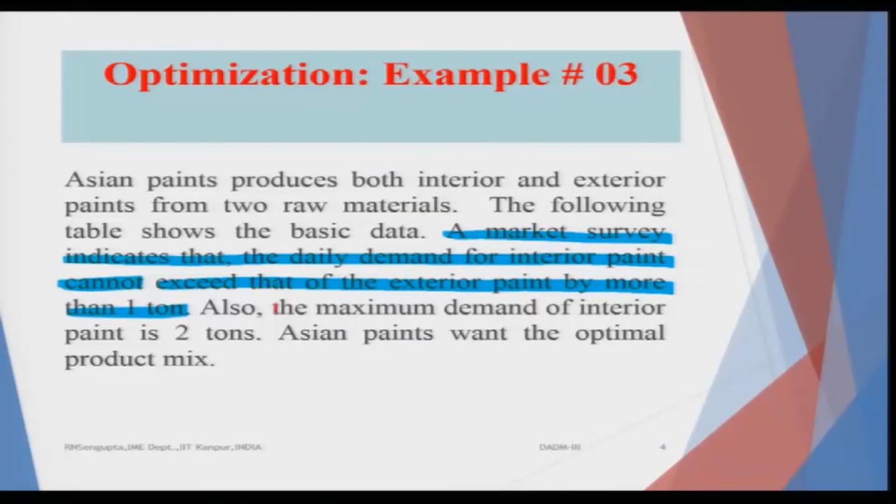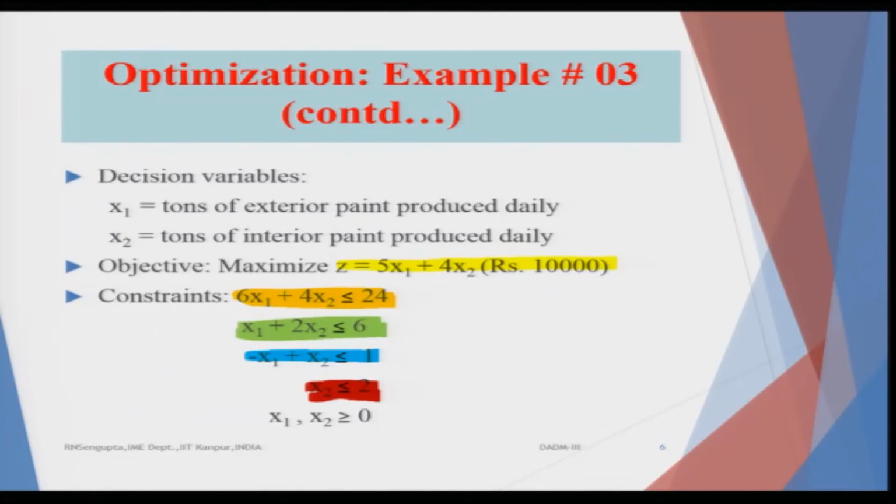Let us check. I will use the same highlighting red in order to highlight that point which has been given in the problem. Here it mentions the maximum demand of interior paint is 2 tons, that means the total amount being produced for interior paint cannot exceed 2. So, that point which is highlighted in red color is easily discernible in the constraint.